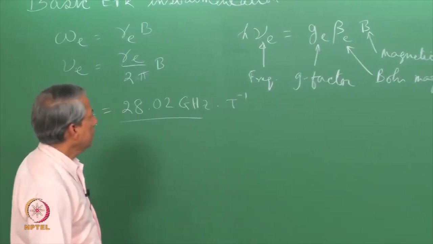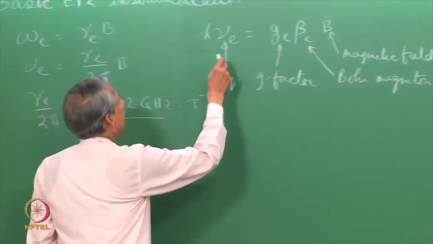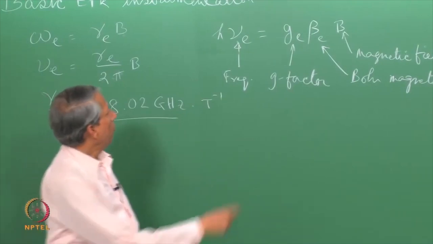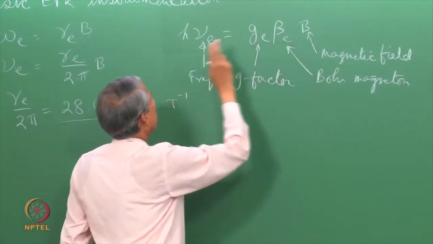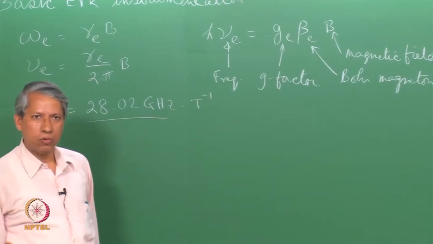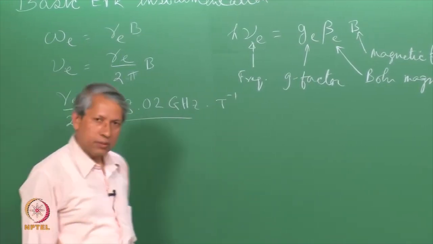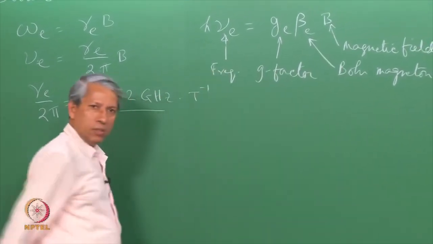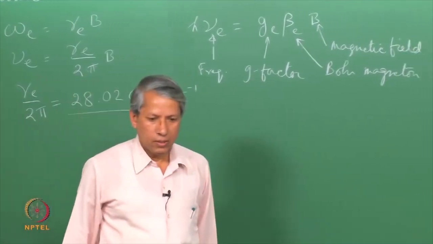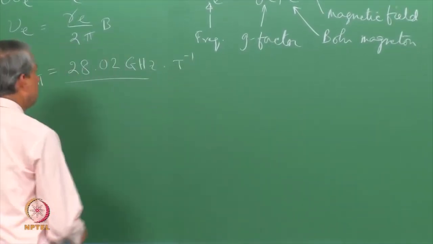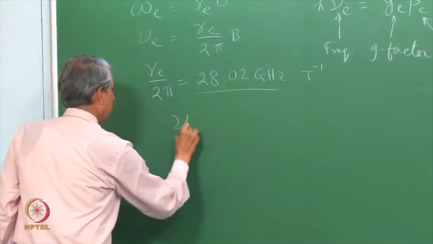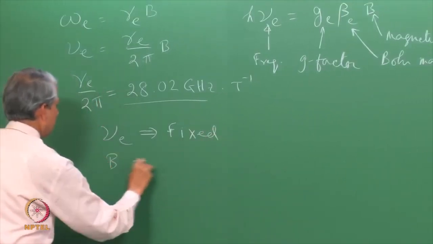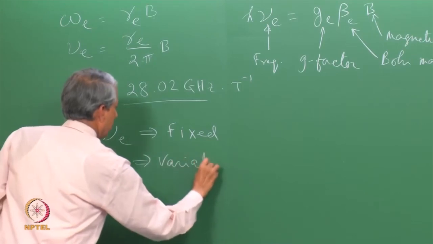So here, once again, to recapitulate our earlier understanding, we can either vary the frequency and keep the magnetic field constant, or vary the magnetic field and keep the frequency constant. Both are possible in principle, but in practice it is almost always true that we vary the magnetic field and keep the microwave frequency constant. We will see several reasons why that is so. So, we need the frequency to be fixed and B to be variable.